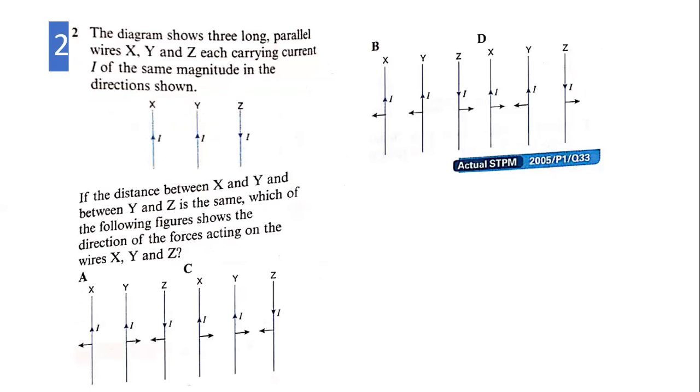The diagram shows three long parallel wires, X, Y, Z, each carrying the same current. If the distance between X and Y and between Y and Z is the same, which of the following figures shows the direction of the force acting on X, Y, and Z?